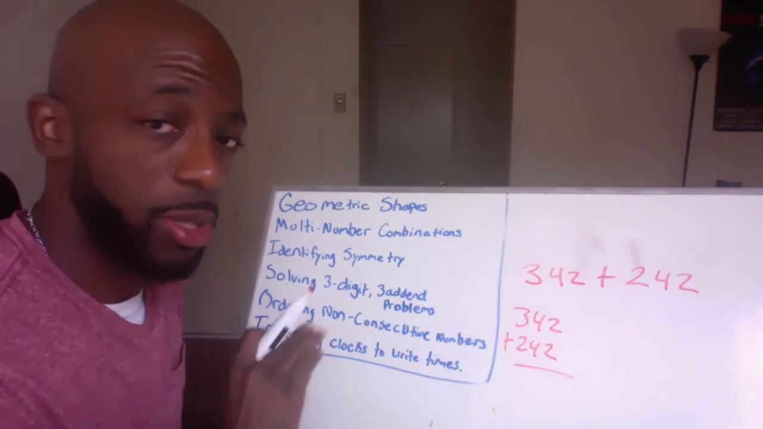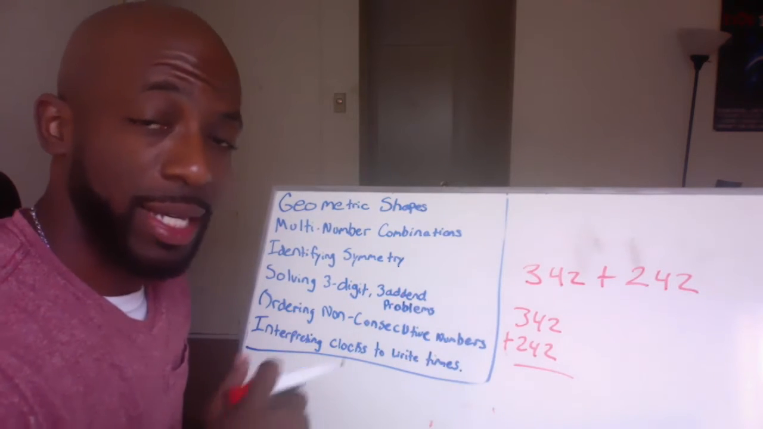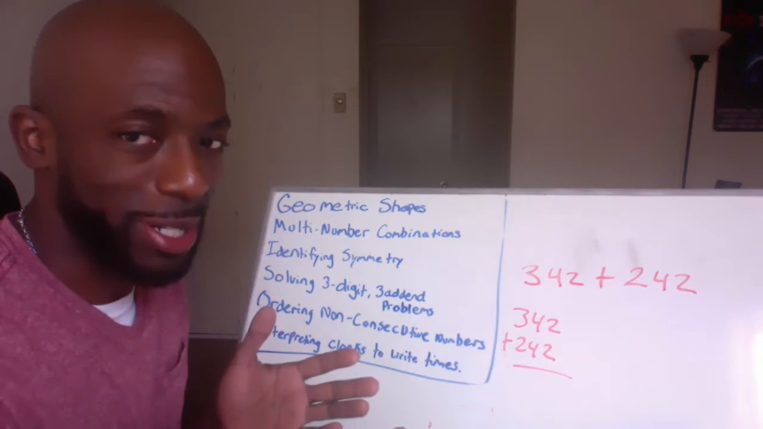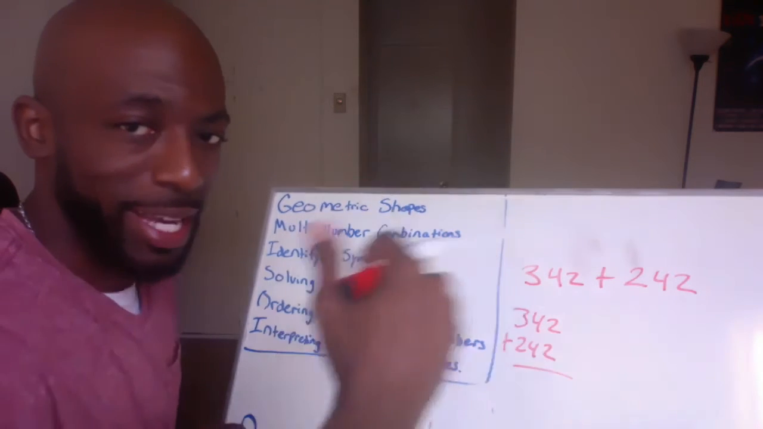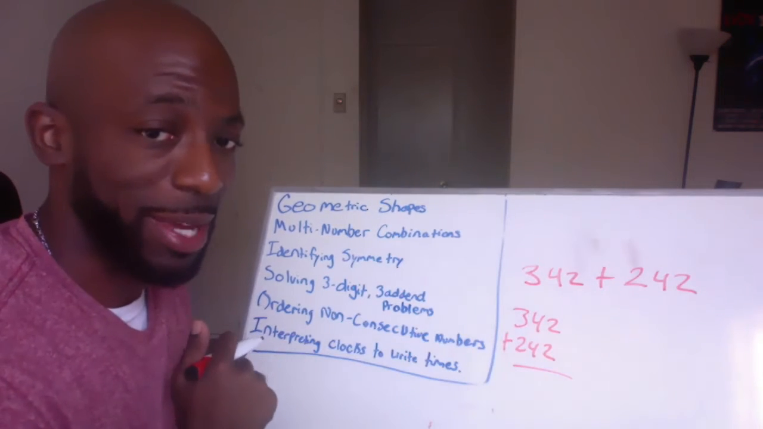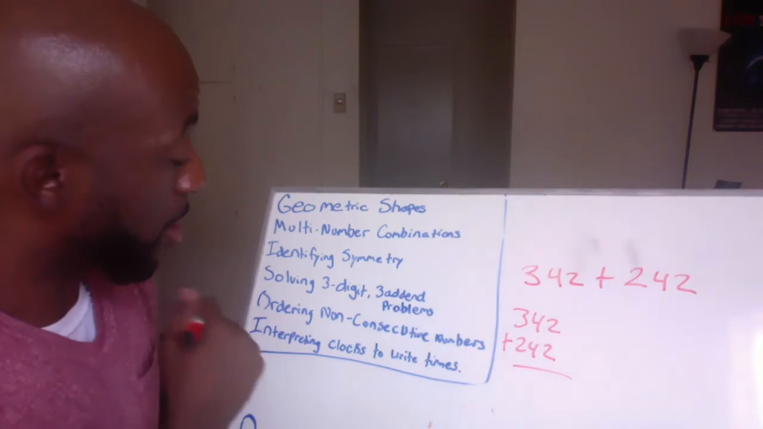So you'll see a problem. Don't let it confuse you. It's the same problem. It's just written different. They are trying to confuse you to see if you understand that it can be written different ways, but you can still get the same answer. So those are the 3-digit addition problems.